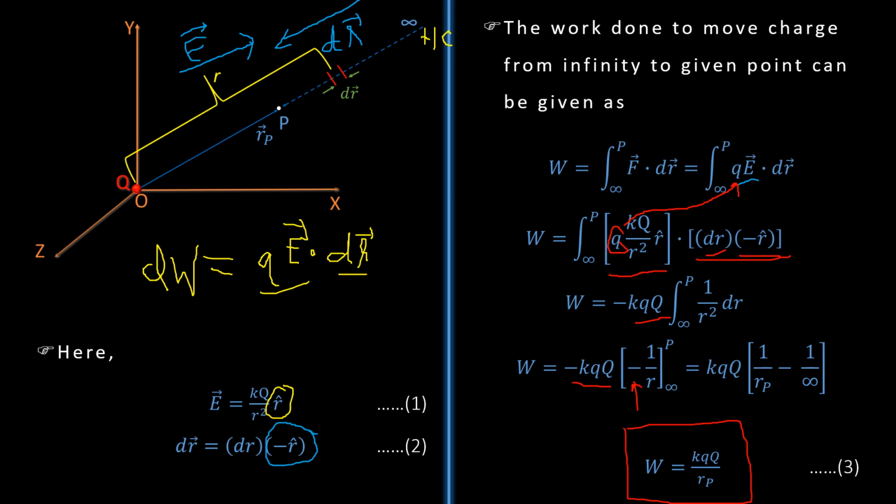This is the work done, not potential, not potential. What is this? Suppose the answer is 10 joule, I am saying that to bring charge small q from infinity to the point at distance rp, I have spent 10 joule of energy. But my charge may be 1 coulomb, 2 coulomb, 3 coulomb. So my answer depends on the small q, and so we divide the answer by small q. And as per definition also, potential is W by Q.